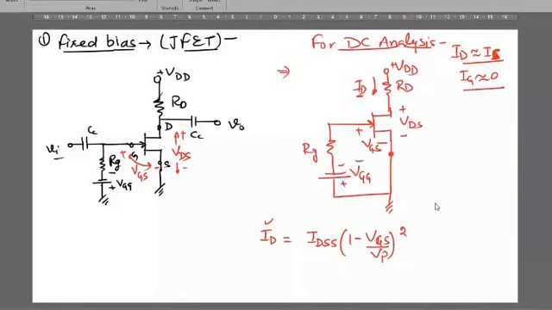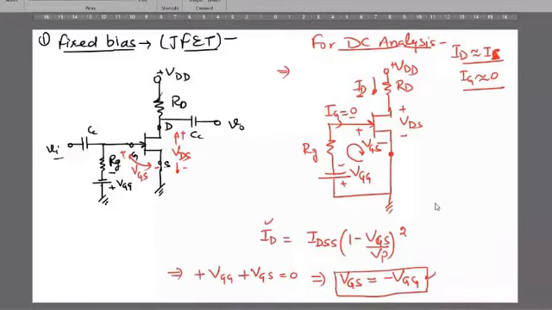Like if we apply KVL in this loop, since this IG is 0 for DC biasing of JFET, it becomes plus VGG plus VGS equals to 0. So in that case, we can say VGS equals to minus VGG. Okay. So we have calculated VGS from here, and we can put this value of VGS in this current equation, and VP generally we know, and we can calculate the value of ID.